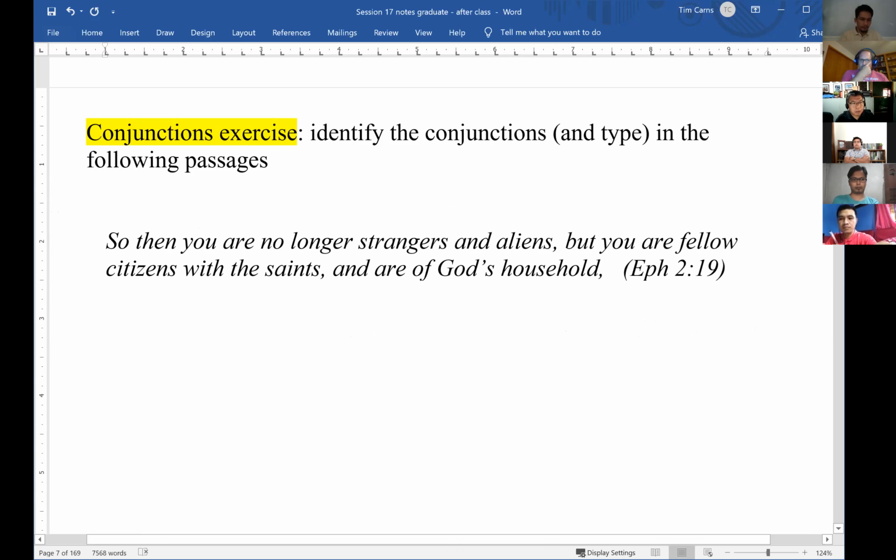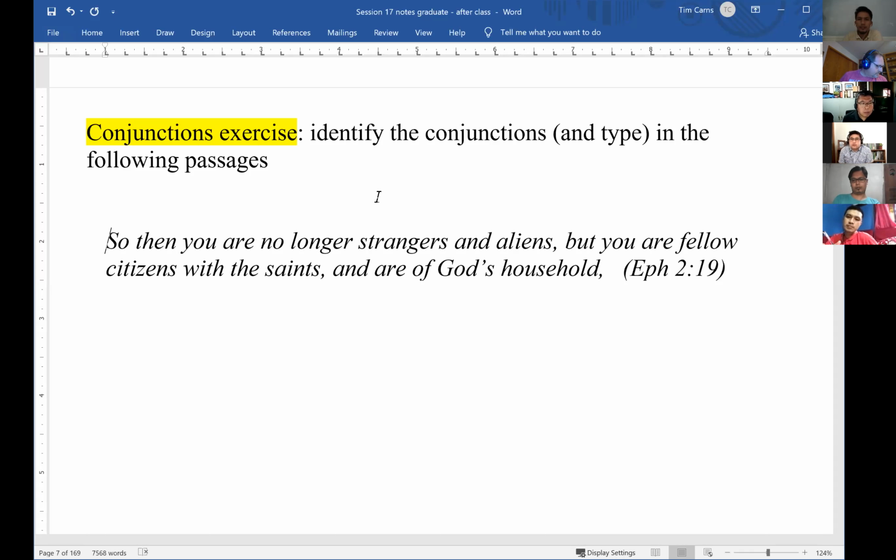Okay, so I think we've looked at this verse before, but I want to just start looking at a few passages, and we'll start with this verse just to warm us up. So Tabs, let me have you just simply identify the conjunctions here and tell me what kind of conjunction it is, okay? Ephesians 2, verse 19. So then, you are no longer strangers and aliens, but you are fellow citizens with the saints and are of God's household.